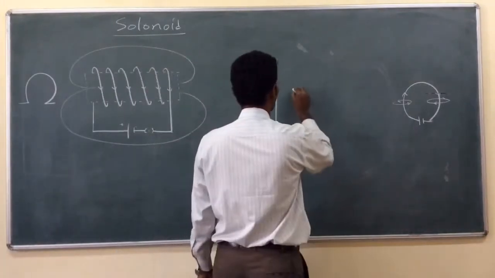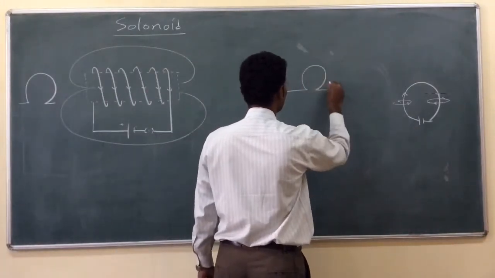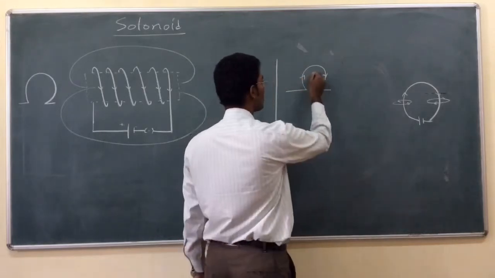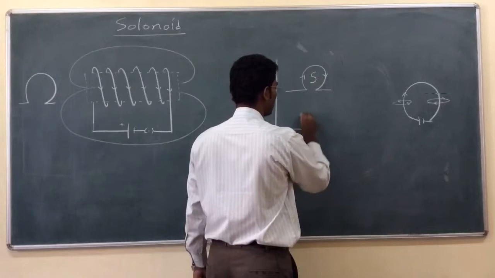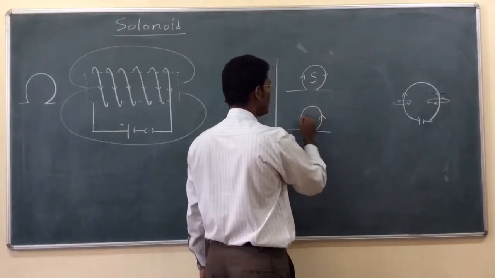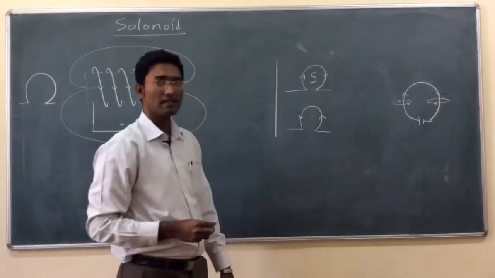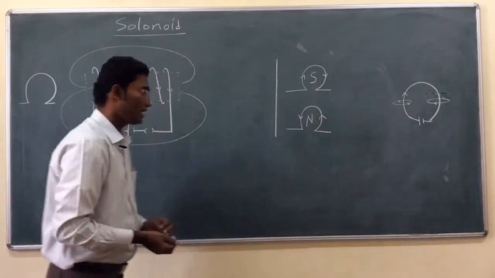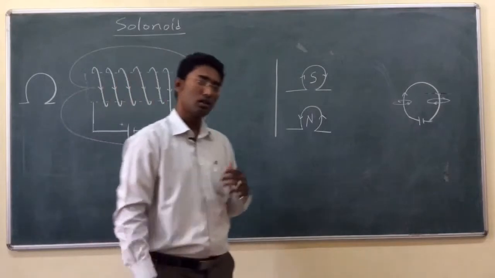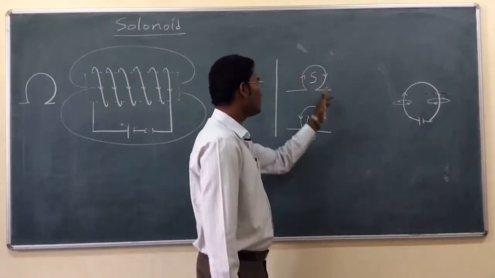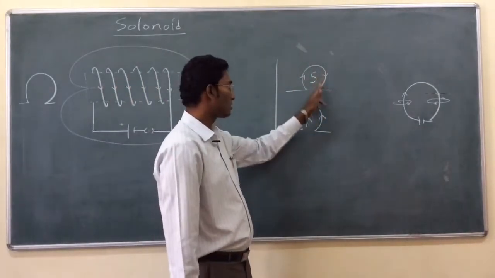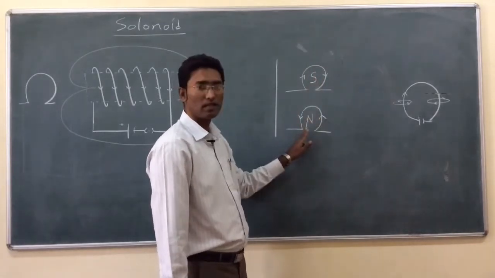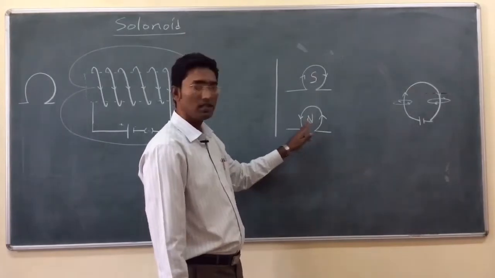What is this rule? According to this rule, the loop in which the direction of current is clockwise forms a south pole, and the loop in which the direction of current is anti-clockwise forms a north pole. I repeat, according to this clock rule, the loop in which the direction of current is clockwise forms a south pole, and the loop in which the direction of current is anti-clockwise forms a north pole.